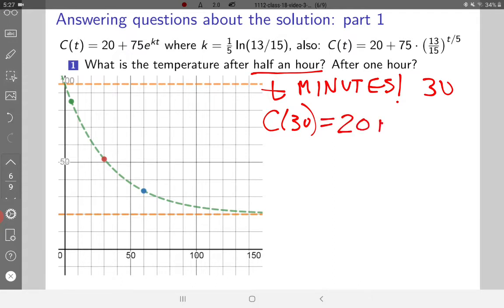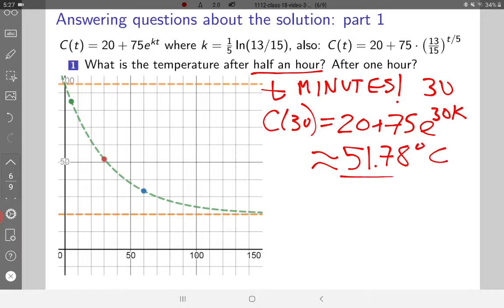Get 20 plus 75 e to the k times T, which is 30. So I'm going to spare you the trouble of crunching these numbers and just tell you that this works out to be about 51.78, and the units on that are degrees Celsius. That's this data point over here, where I have 30 as the input, and the output is, you can see, just a little bit above 50, that 51.78.